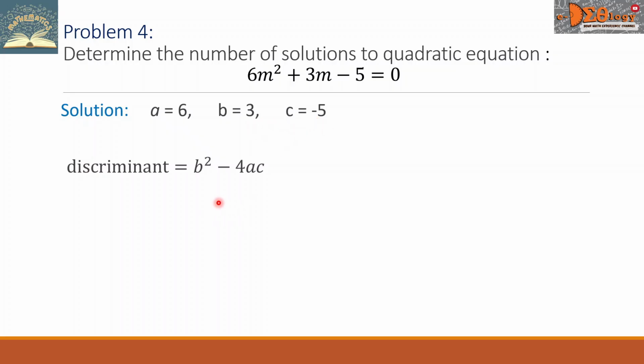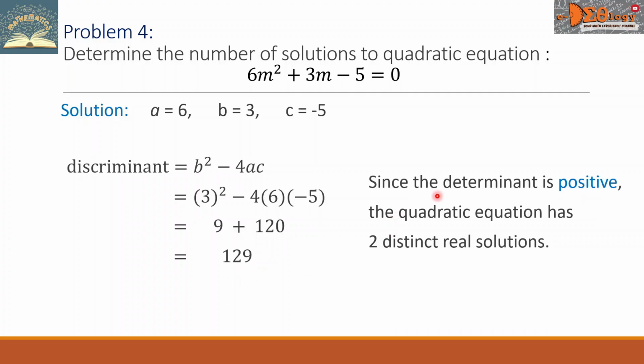We substitute the values in the formula for discriminant. So we have 3 squared minus 4 times 6 times negative 5. 3 squared is 9, then negative 4 times 6 times negative 5, that is positive 120. The sum is 129. So we say that since the discriminant is positive, the quadratic equation has two distinct real solutions.